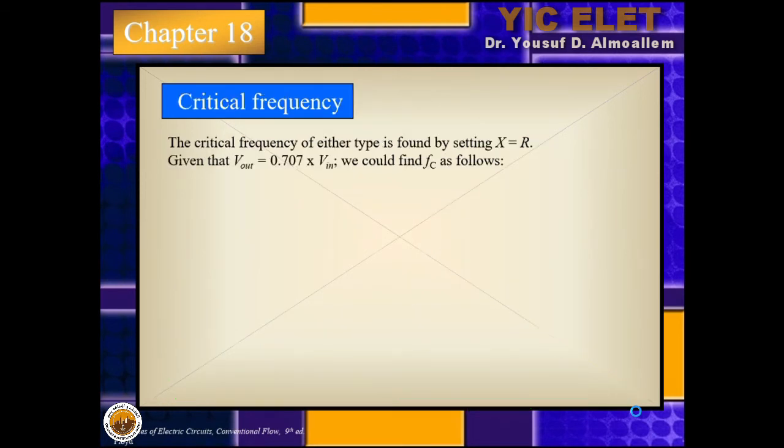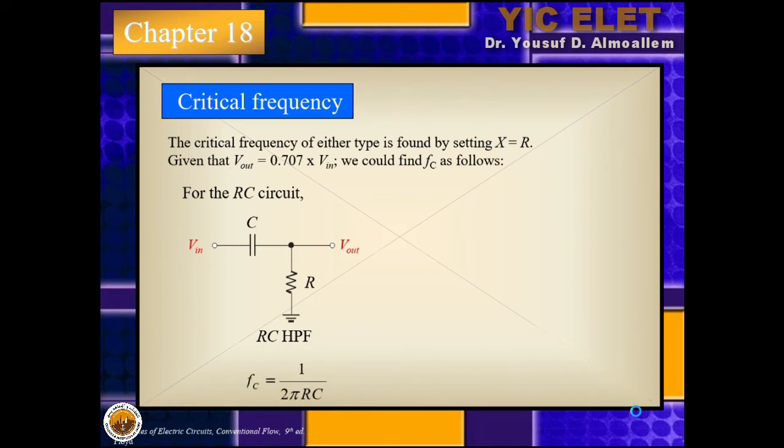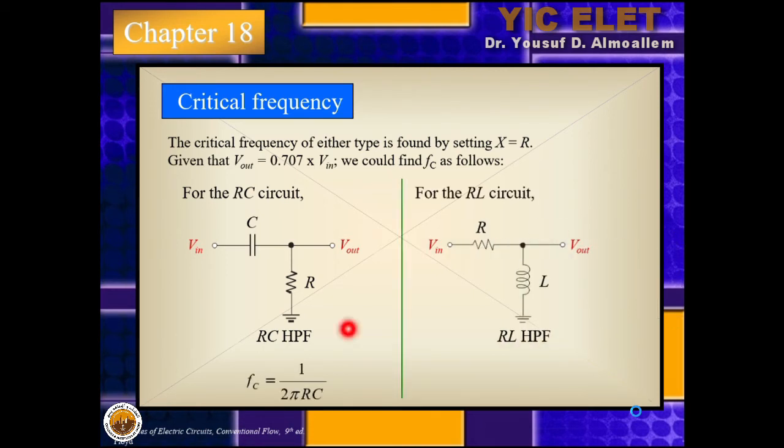Okay, again for the critical frequency, for either type, we can find it by setting X equal to R, whether it is XL or XC. And given that this is the relation between input and output, we can solve for FC. If you plug these numbers, you will find FC is equal to this value for RC circuits and to this value for RL circuits. In this case, both the results are exactly the same as in the LPF critical frequency.